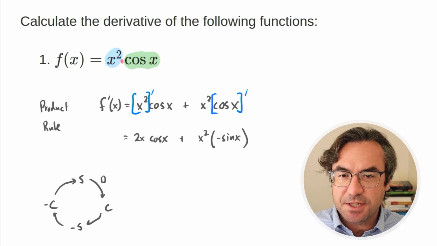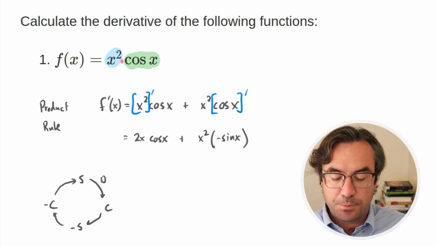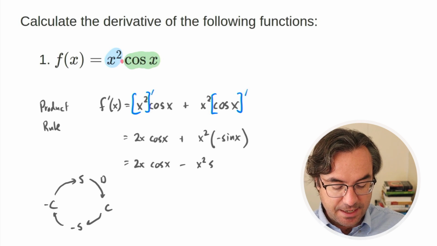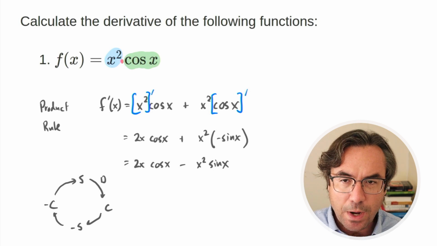And just to clean this up a little bit, I'm going to move the negative and put it in the middle. So we end up with 2x cosine x minus x squared sine x. And that's our derivative. Okay.